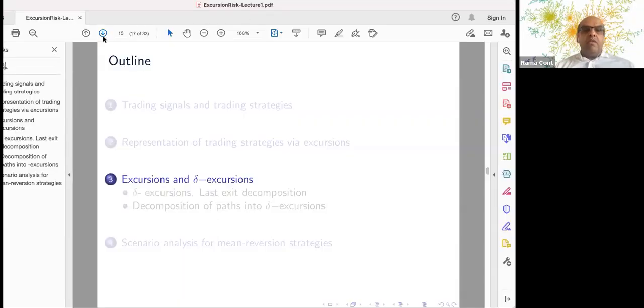Let's go into more detail about these excursions. Let me give some more precise definitions, and then we'll see how we can exploit these ideas that I gave you in the first part to systematically analyze these strategies.